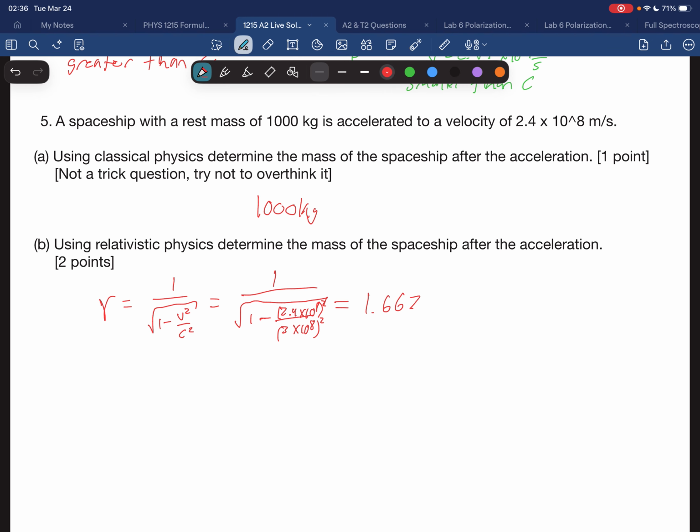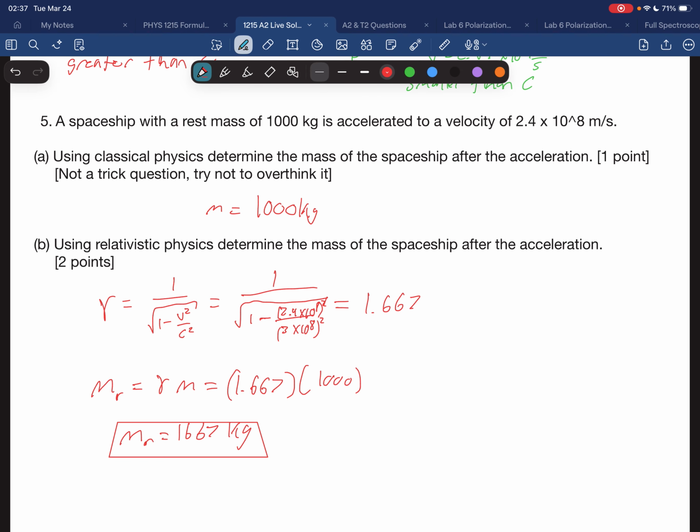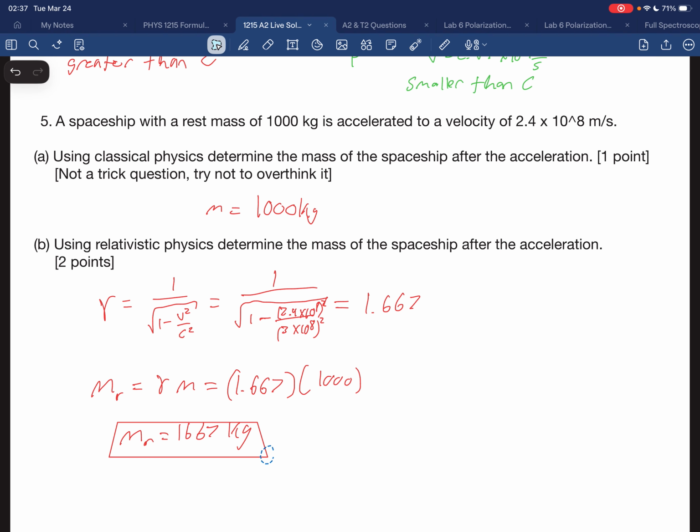Great. Now, our relativistic mass is just going to be equal to gamma times the regular mass. And our regular mass was just 1,000, so that's 1.667 times 1,000. So our relativistic mass is 1,667 kilograms. So there we go.